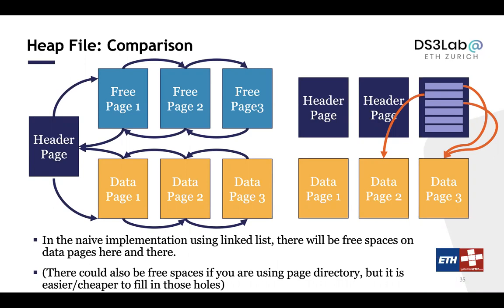Of course, you can always go crazy and implement a whole bunch of things to make that better. But in a naive implementation, that's a little bit hard to do. On the other hand, in the page directory implementation, you have a global view on the data allocation, on the distribution of data to different pages. In principle, you could do some optimizations to make sure all the pages are almost full. You do not have information scattered around.